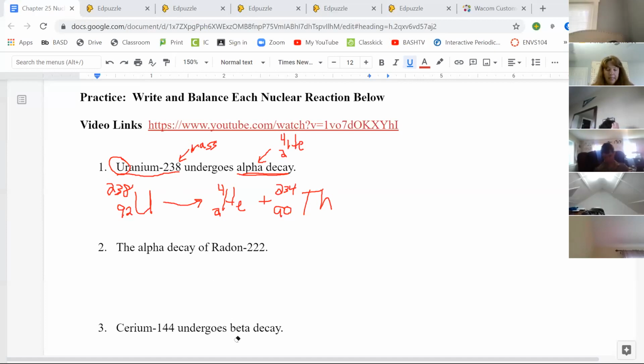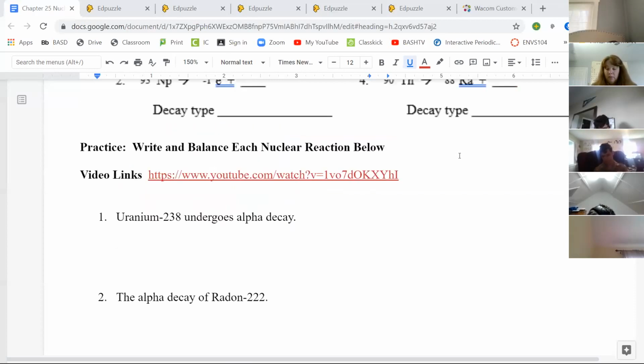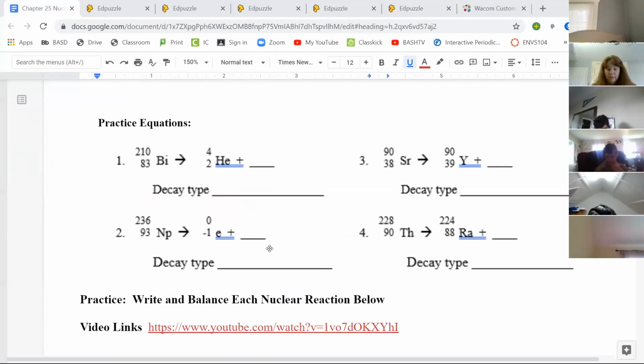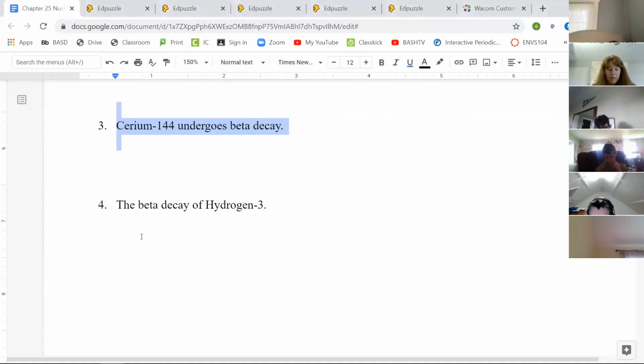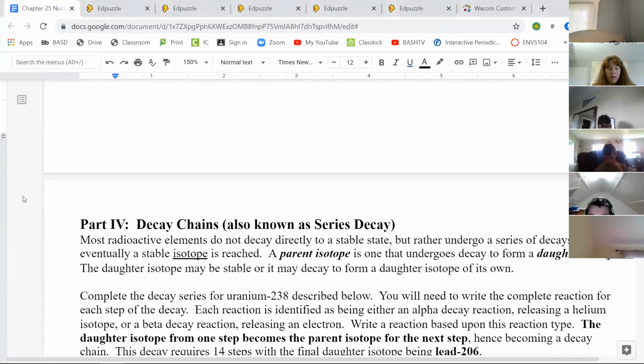Okay, there's a couple of beta decay examples here as well. Instead of the alpha particle, you're just going to have a beta particle to get started. All right. Your job then for homework is to do these 4 at the top of that page and then the remaining 3 here. So you should finish part 3 and then we will start part 4 tomorrow.